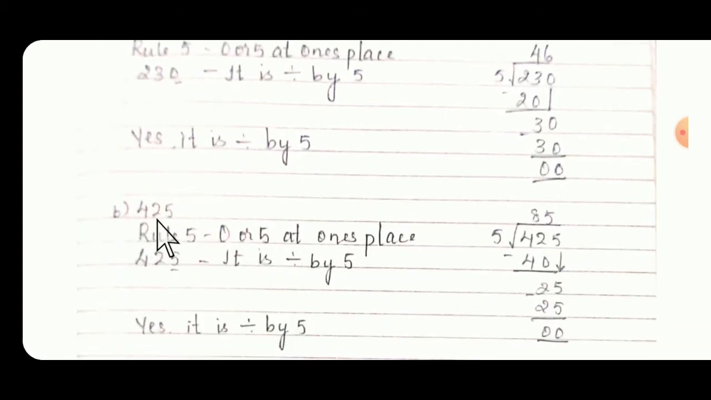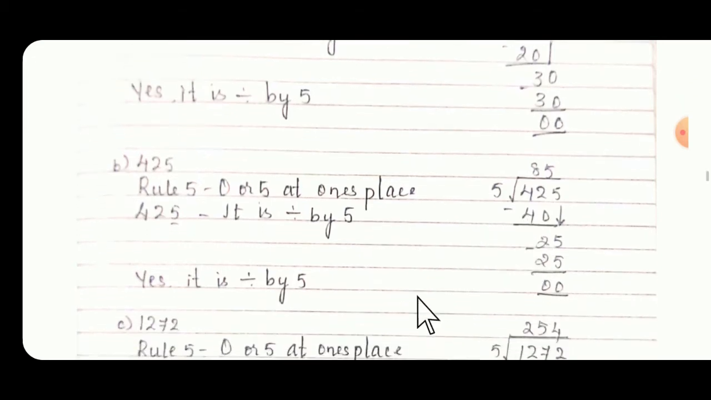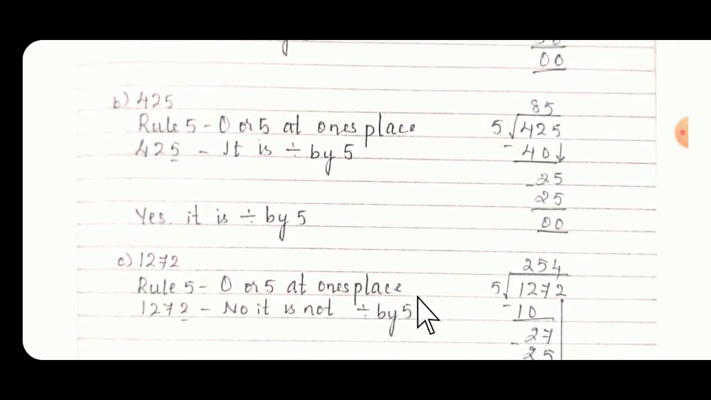Let us take B, 425. First write down the rule and see the ones place. 5 is there, that means it satisfies the divisibility rule. Directly you can write it is divisible by 5. No need to do the working note, but I have shown it so you can do it.